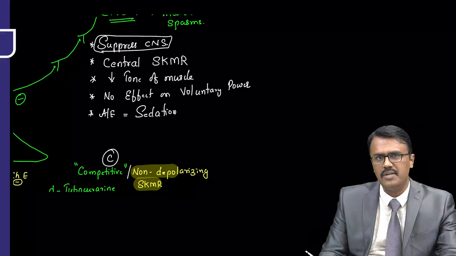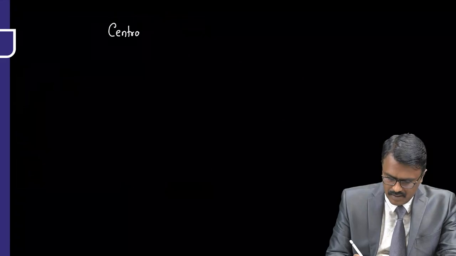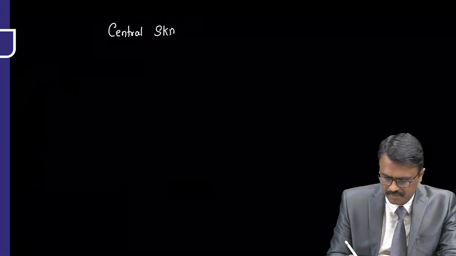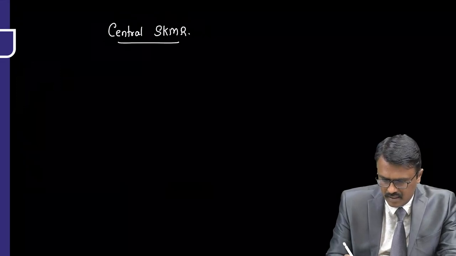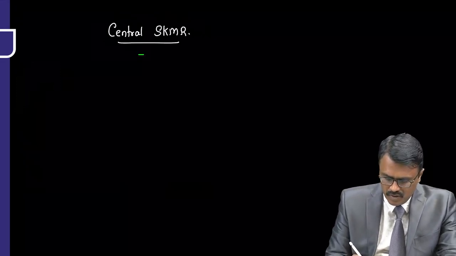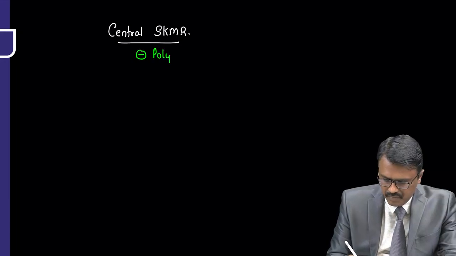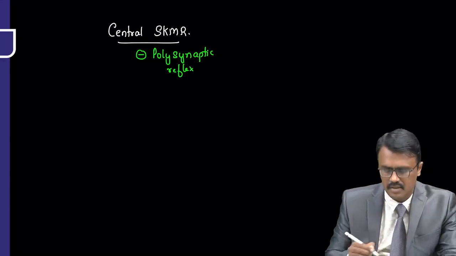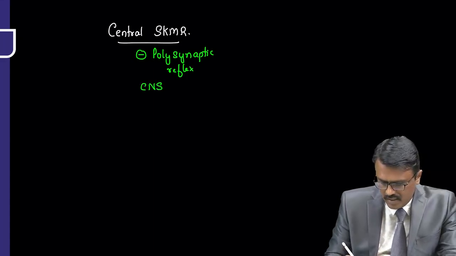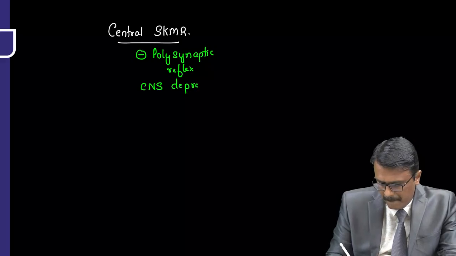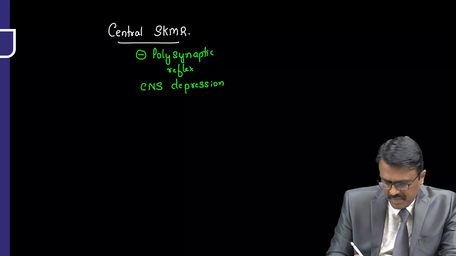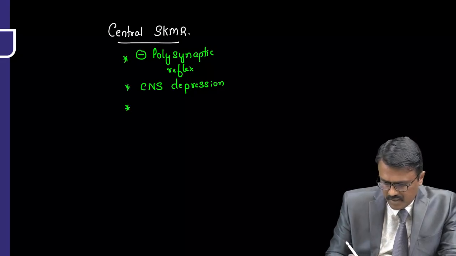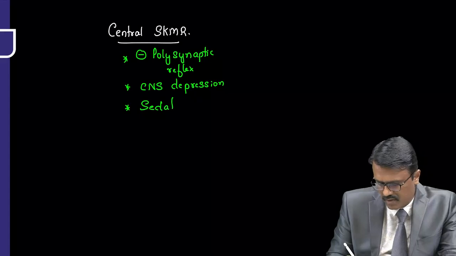So the first thing I am going to discuss is the central one. Central skeletal muscle relaxant, SKMR. What is the mechanism? They inhibit polysynaptic reflex, and they can cause CNS depression. Because of that, the patient may complain of sedation, one of the drawbacks of the drug.